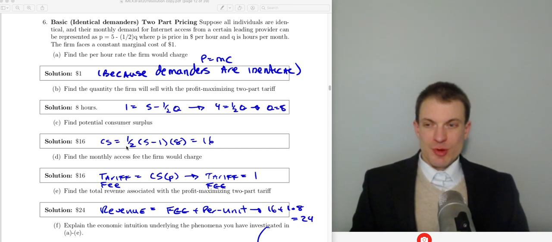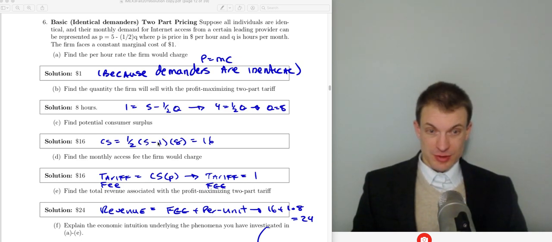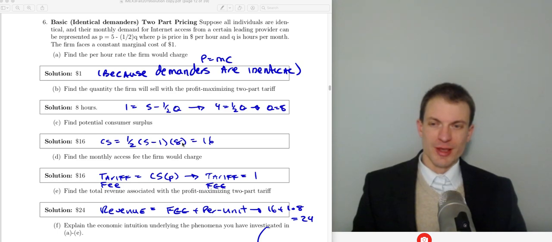Consumer surplus is going to be 1/2 base times height. One side is going to be 5 minus 1. This is the vertical intercept minus the cost. That's always the structure for these problems. And then this right here is the quantity. Literally this should have been quantity minus 0, the whole base, but I'm just going to omit that step. So it's going to be 4 times 8 is 32, divided by 2, 16. So that's potential consumer surplus.